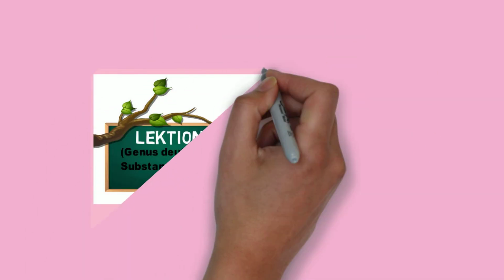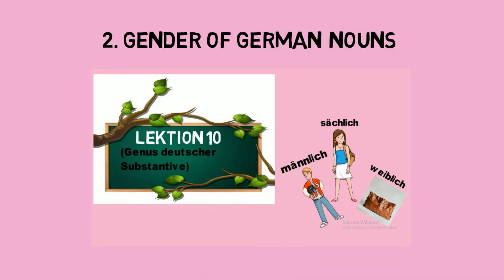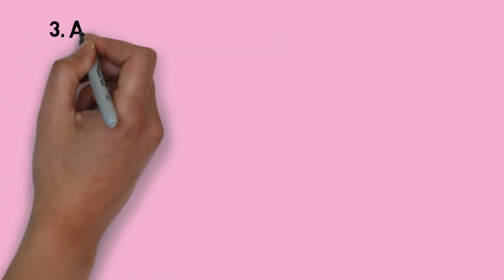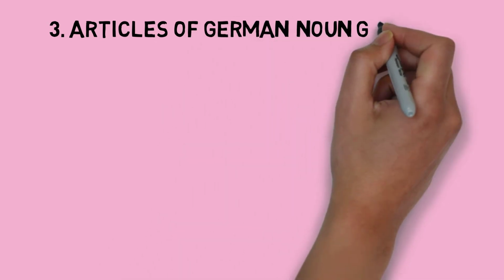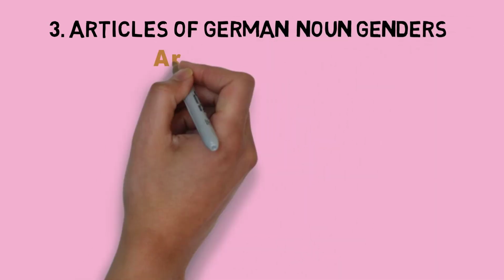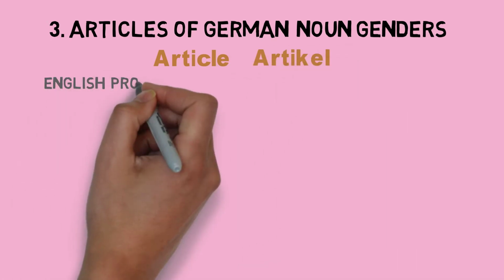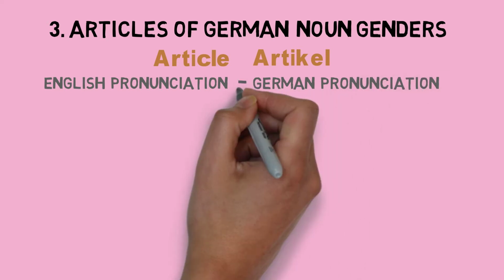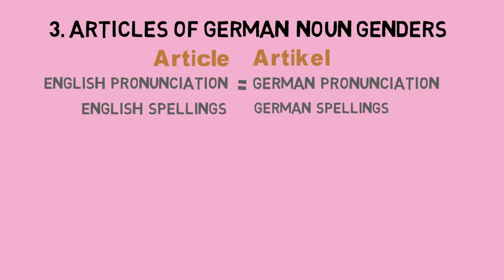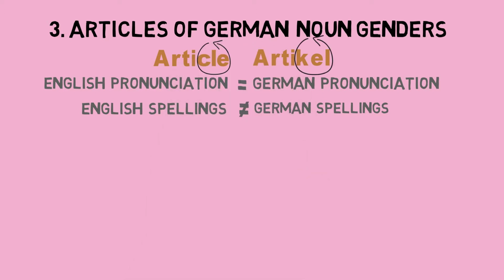In our last grammar lesson, we taught you gender of German nouns. In today's video, we're gonna teach you the third crucial point, articles of German noun genders. For article, in German language also we call article. So both English and German pronunciations are similar, but there is a small change of spellings. I hope you can see that clearly.